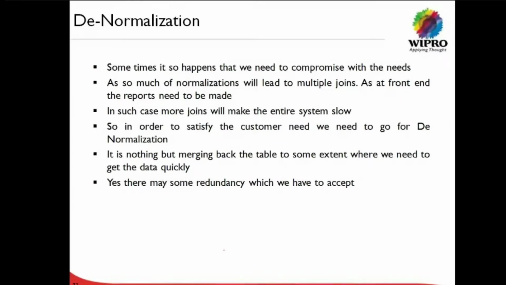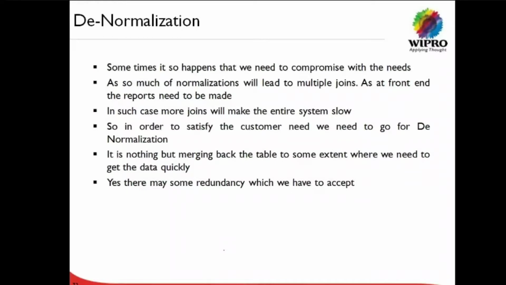In this particular denormalization process, a larger number of joins will make the entire system slow, because the joining process takes much time and much memory. So denormalization, due to more joins, will make the entire system slow.